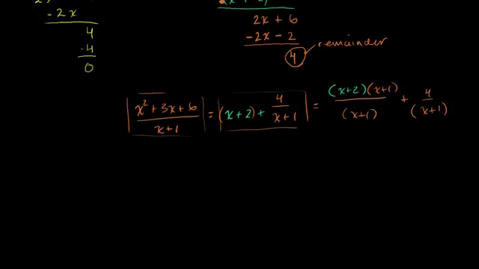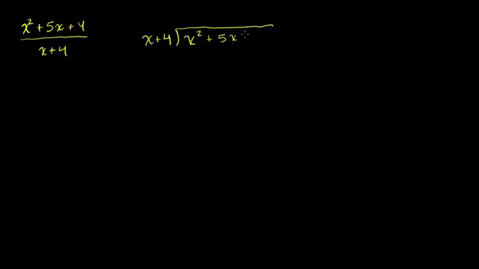Let's do another one of these. They're kind of fun. So let's say we want to simplify x squared plus 5x plus 4 over x plus 4. So once again, we can do our algebraic long division. We can divide x plus 4 into x squared plus 5x plus 4. And once again, same exact process.